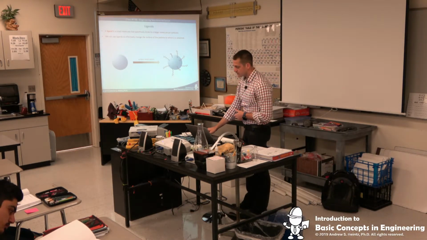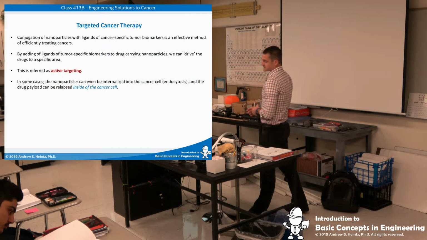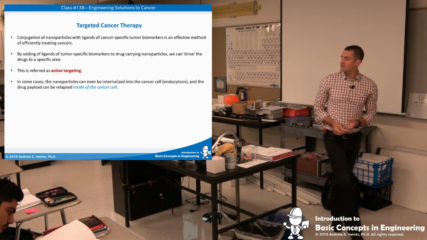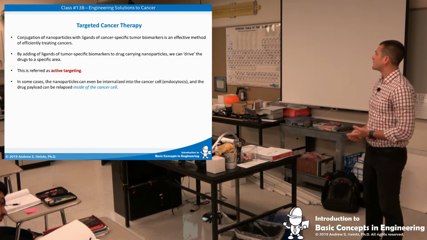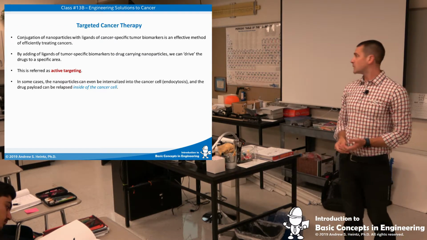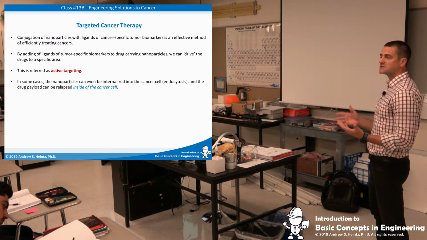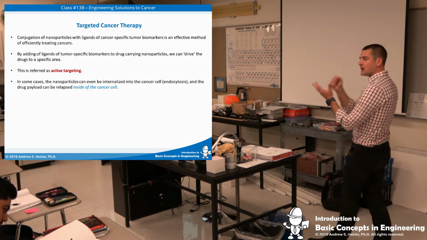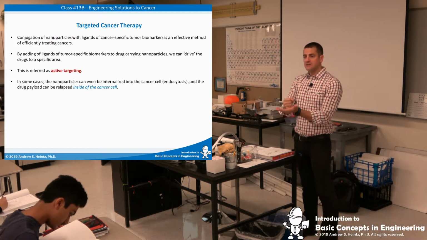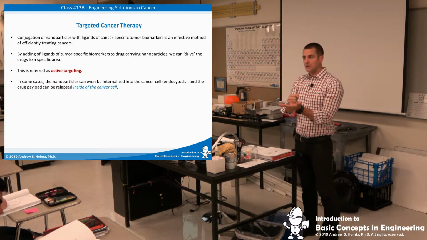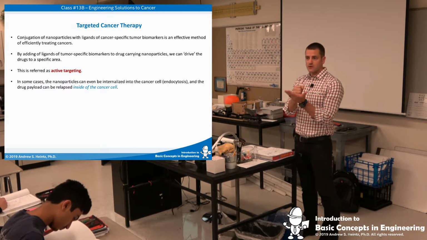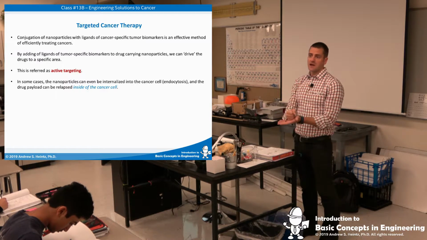So targeted cancer therapy is conjugation of nanoparticles with cancer-specific tumor biomarkers, an effective way of getting the drug where we want it to go. And that's just what I said. It's active targeting, right? We're saying, I want to modify my drug to be exactly compatible with whatever Benjamin's cancer is, so it'll drive in, it will kill Benjamin's cancer and not anything else, right?